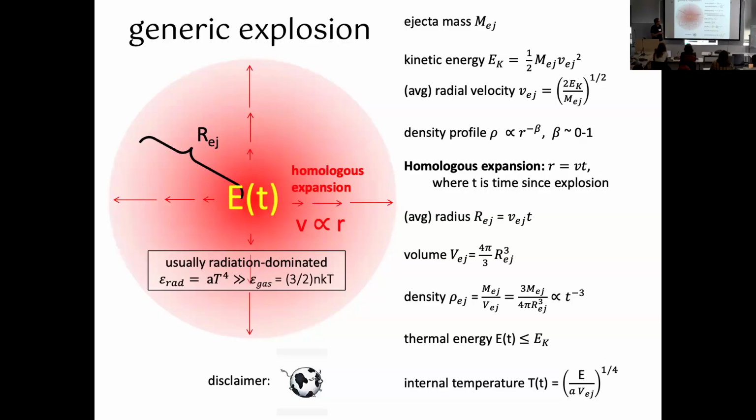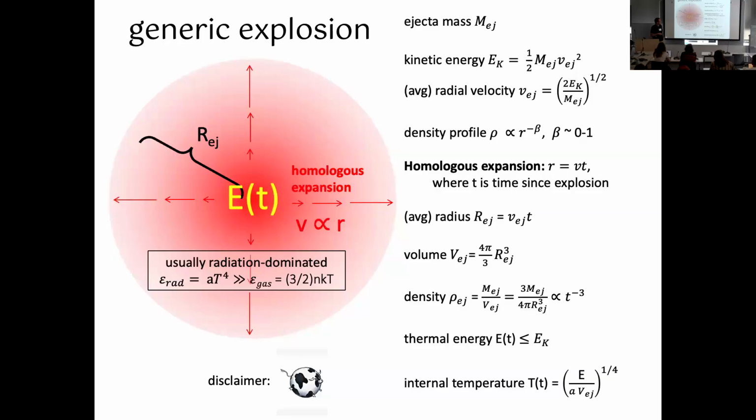And so if you have this kind of homologous density profile, then you can define an average radius of your ejecta, which is the average velocity times the time since the explosion. Again, this is not the surface, not the center, it's where roughly most of the mass is. You can define a volume associated with its average radius, and a density associated with that average radius, which of course is decreasing. It goes as 1 over time cubed because the material is expanding linearly with time.